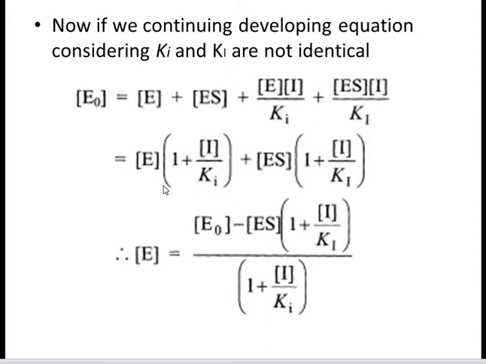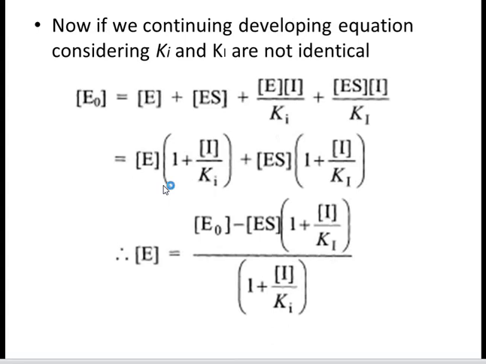Now if we take E common from these terms and ES from the other terms, we get concentration of E into 1 plus concentration of I divided by K small i, plus concentration of ES in brackets 1 plus concentration of I divided by K capital I. Therefore, the concentration of E is equal to concentration of E0 minus concentration of ES into 1 plus concentration of I divided by K capital I, all divided by 1 plus I divided by K small i.